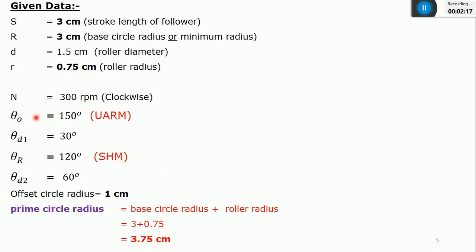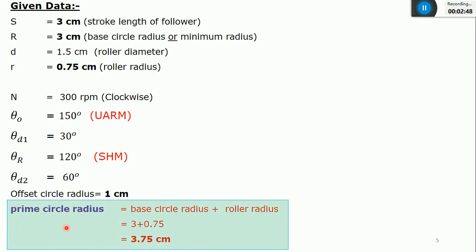And you can see the speed of the cam is given as 300 RPM, in clockwise direction. And these are the four angles. The outstroke angle is 150 with uniform acceleration and retardation motion. And the return stroke has an angle of 120 degrees, and it is with simple harmonic motion. And the offset is given as 1 centimeter towards the right. So I'll take the offset circle radius as 1 centimeter.